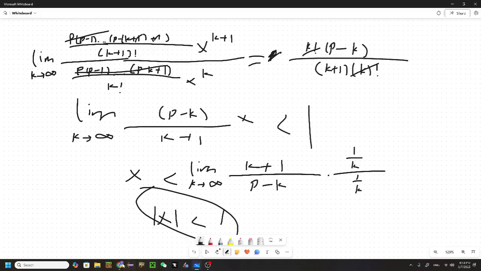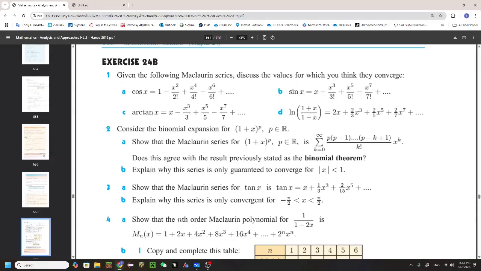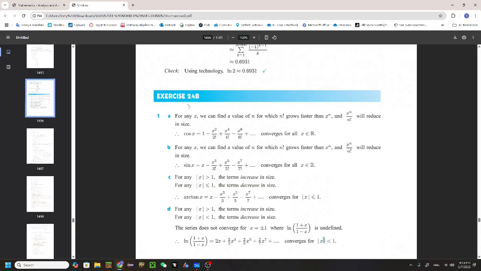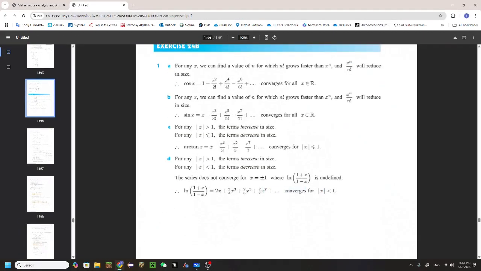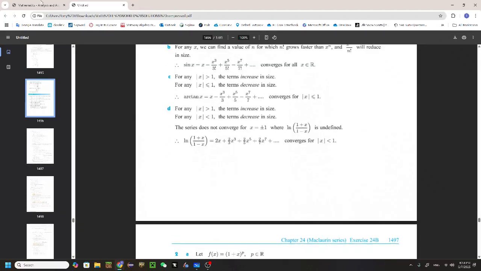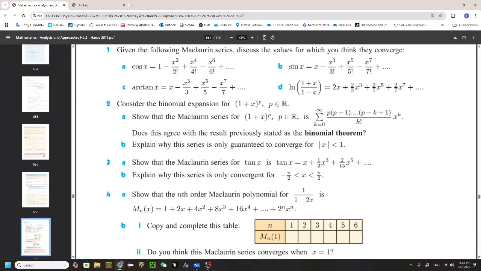Alrighty, let's see if we got the right answers this time. And let's see, yeah, it converges for less than 1. Okay, cool, nicely done. Let me figure out which problems we want to do next.